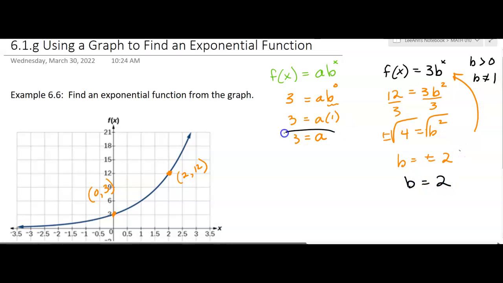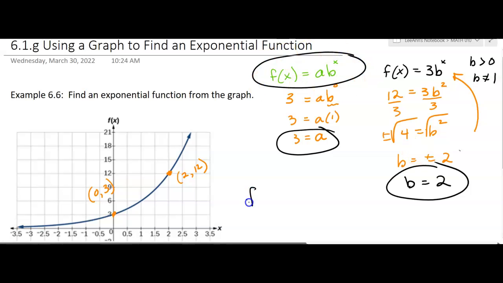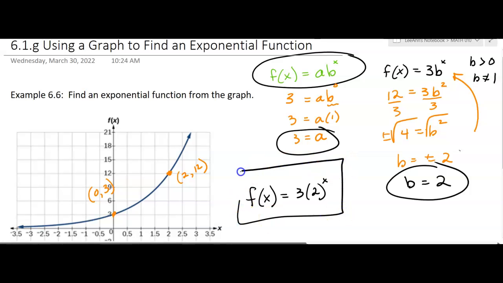Now I know what a is. I know what b is. I can use the model and just write f of x equals 3 times 2 to the x. I probably would write it like that with the parentheses.